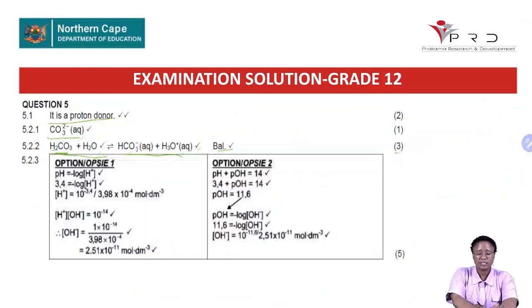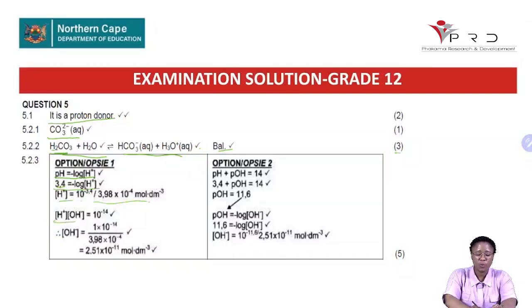And then here, these are the calculations that I showed you. I said the first thing that we need to do is to convert the pH into the concentration of hydronium ions, which was 3.98 times 10 to the power negative 4.